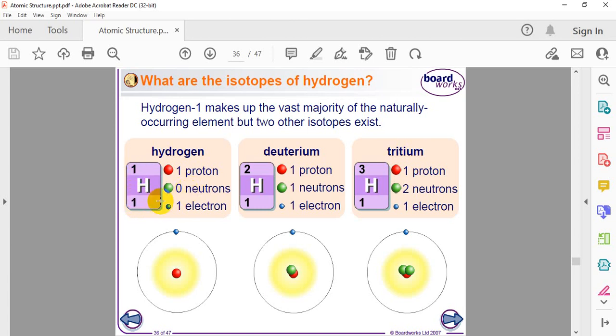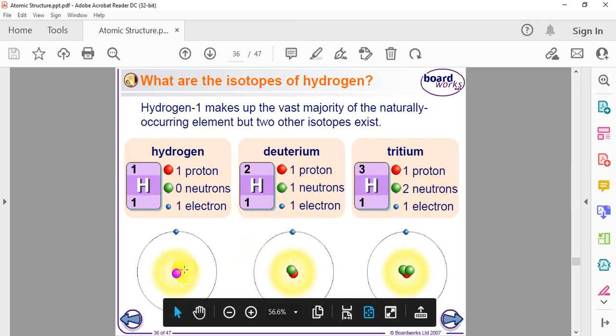So if the neutron number is 0, the mass number will be what? 1. Here, deuterium has proton 1, 1 neutron, so mass number 2. Tritium has proton number 1, 2 neutrons, mass number 3. So as represented below, hydrogen has no neutron, deuterium has 1 neutron, and tritium has 2 neutrons.